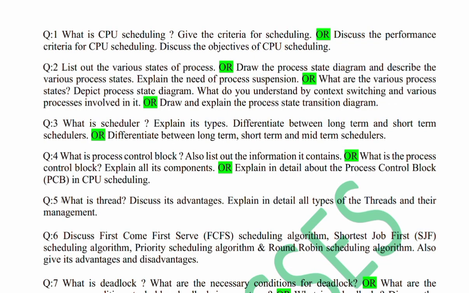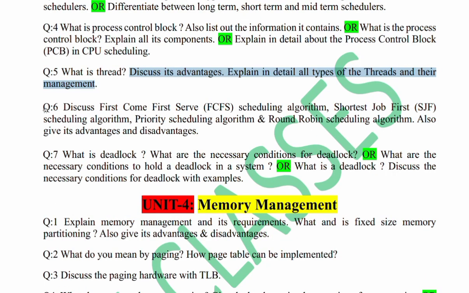Question number fifth is, what is a thread? Discuss its advantages. Explain in detail all types of threads and their management. Question number six is, discuss first come first serve scheduling algorithm, shortest job first algorithm, priority scheduling algorithm, and round robin scheduling algorithm. Also give their advantages and disadvantages.